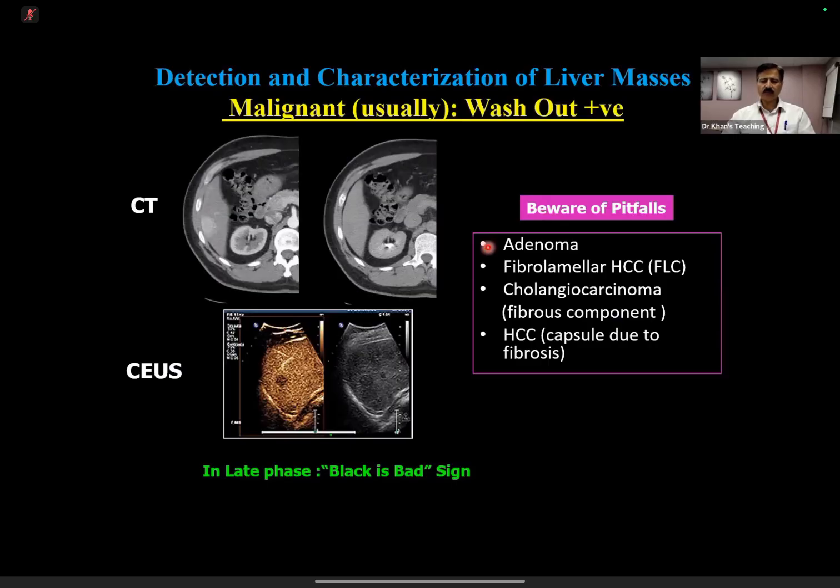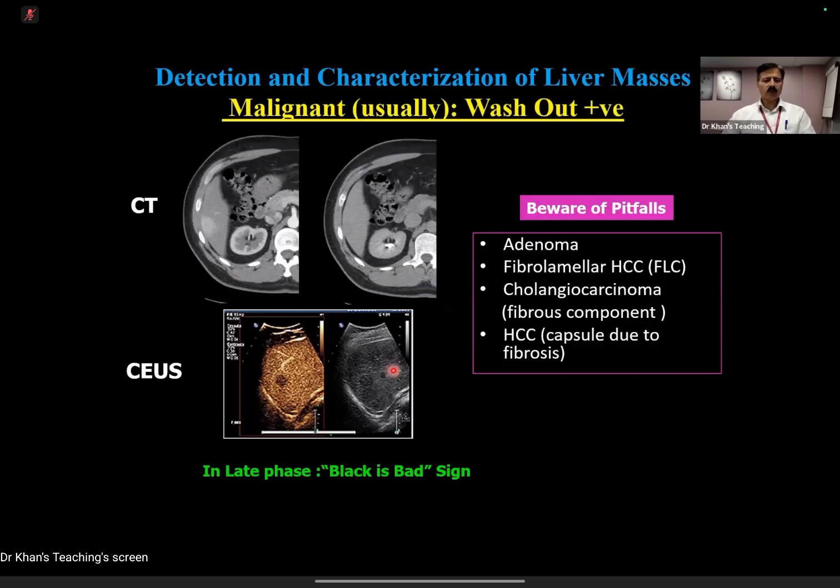Adenoma, at times they behave differently. Fibrolamellar HCC, cholangiocarcinoma, because it has got fibrous component. HCC capsule, again due to fibrosis. I will go back into details of these things to explain to you. But generally speaking, this is what we consider. If there is washout, means it is malignant, with a disclaimer of some pitfalls as I have mentioned here.